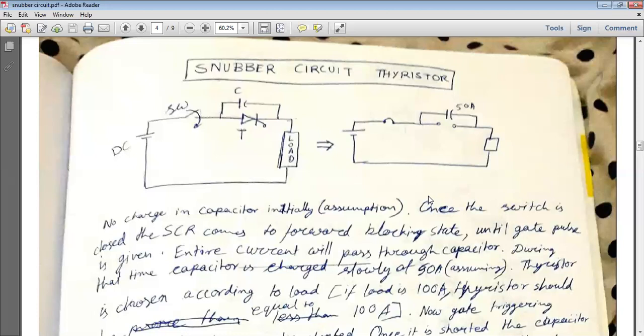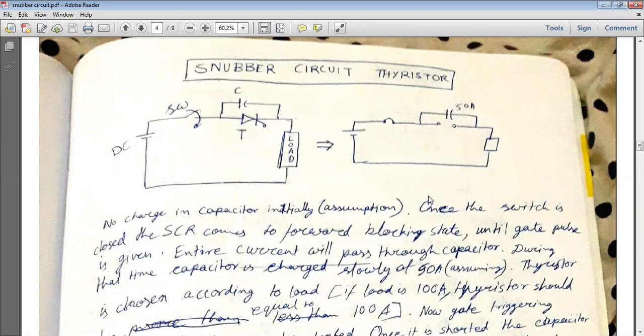Until the gate pulse is given, the entire current will pass through the capacitor. During that time, the capacitor is charged slowly, assuming suppose 50 ampere. The thyristor is chosen according to the load. If the load is 100 ampere, the thyristor should be equal to 100 ampere. Now gate triggering is given.